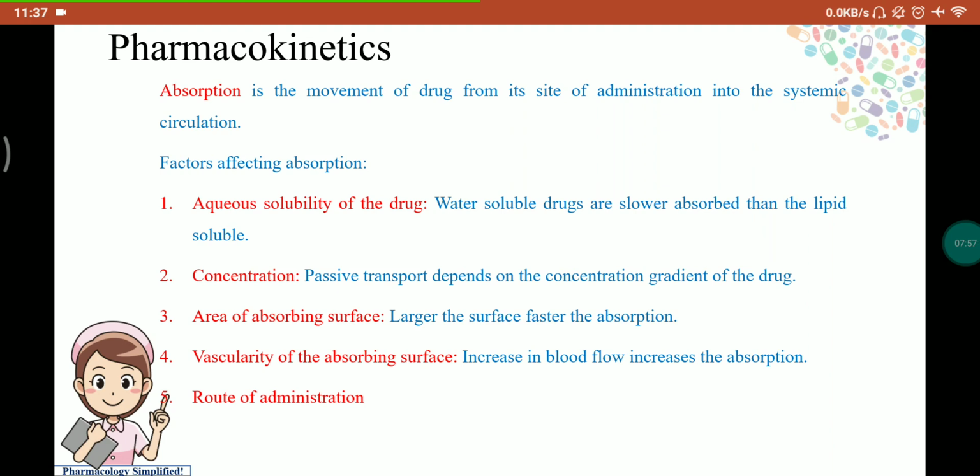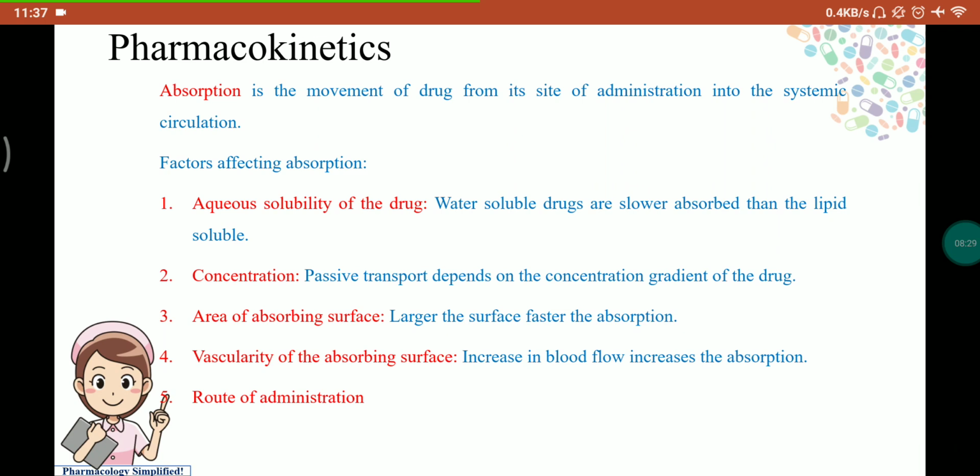Passive transport depends on the concentration gradient. So higher the concentration, higher the absorption. Area of the absorption and vascularity of the surface. Larger the surface area, it aids the increased absorption. Vascularity of the absorbing surface means if there is increased blood flow, then there will be increased absorption.